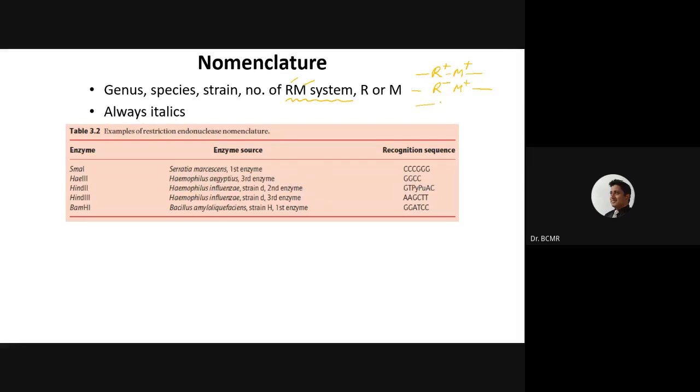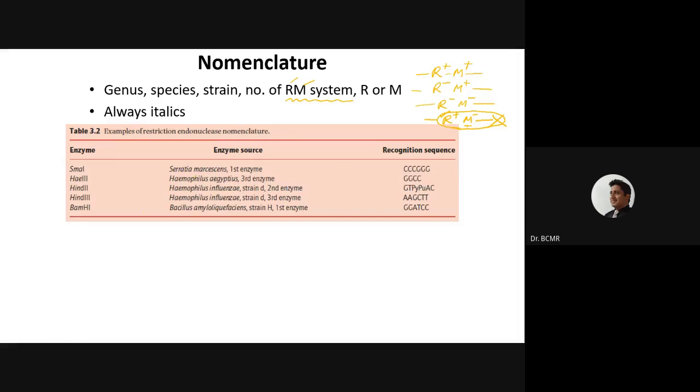We may also have R minus and M minus, where both restriction and modification are not present. That is fine. But it is unlikely that we would ever have a genome where restriction is working but the modification gene is mutated. This situation you will never be able to isolate, because we know that methylation provides immunity to the genome from being broken down or degraded by the restriction endonuclease.